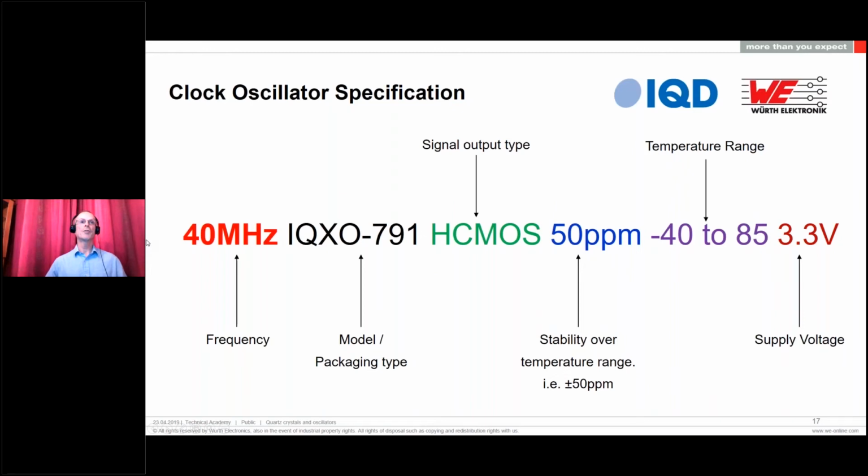This screen shows you an example of how a clock oscillator specification would look. Again, we have the frequency, in this example 40 megahertz. We have a model type. I've chosen an IQD type IQX0791. You can look that up on our website.